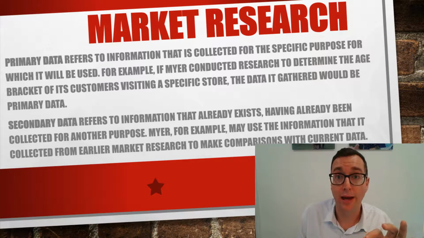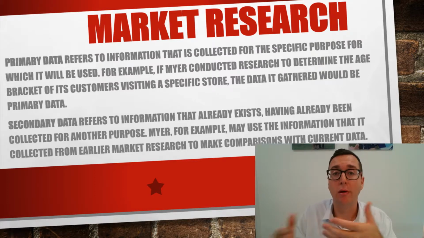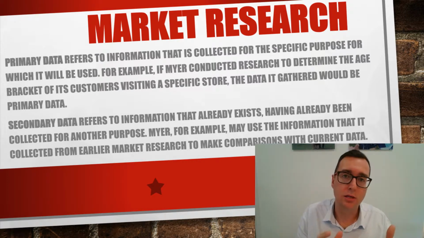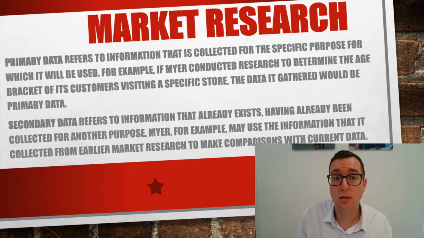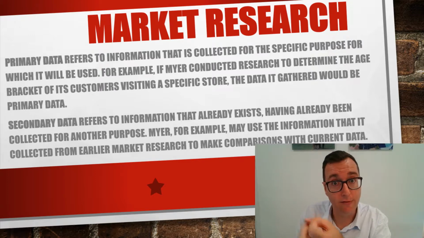The other main way secondary research happens is if Myer looks at some other information out there in the old interwebs, out there on the internet, the Australian Bureau of Statistics. That would be, again, not information that was obtained for Myer.